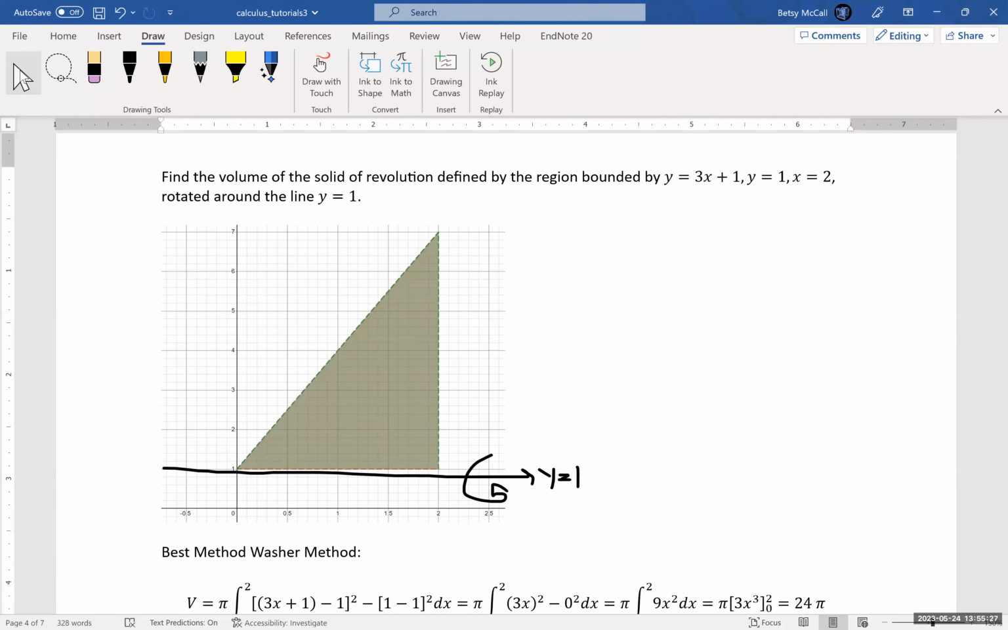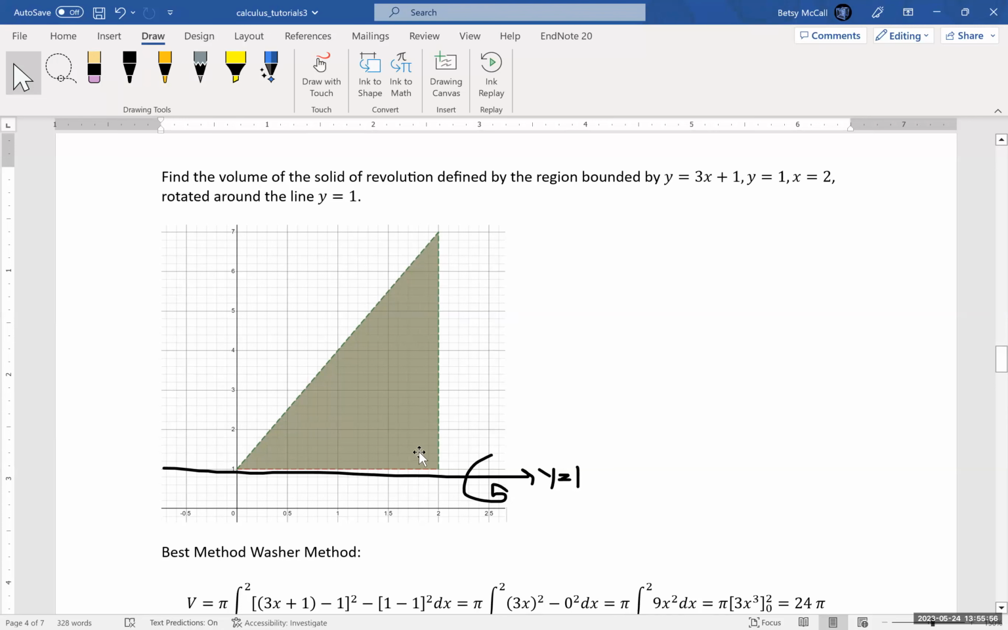And that's going to change the way that we set up our heights and radii and things like that, but it doesn't change the procedure. So because we're rotating around a line parallel to the x-axis, and because we have a function of x originally, we want to use the washer method. Remember, function of x, rotate around x. And so this is going to behave very similarly.